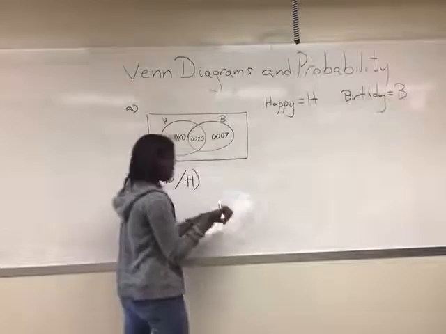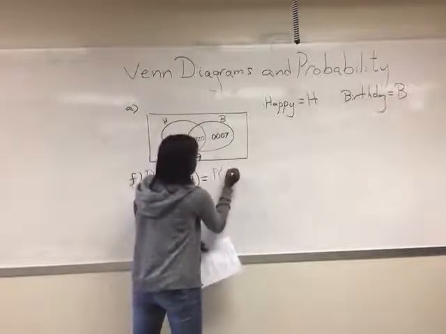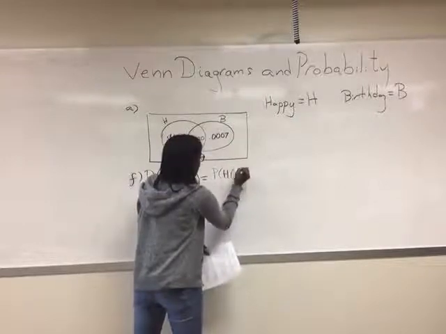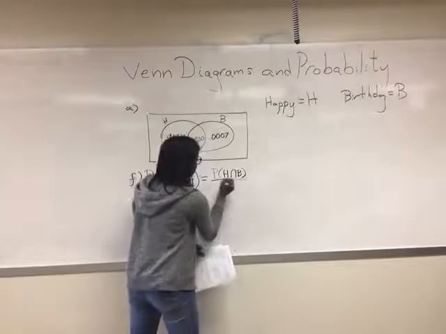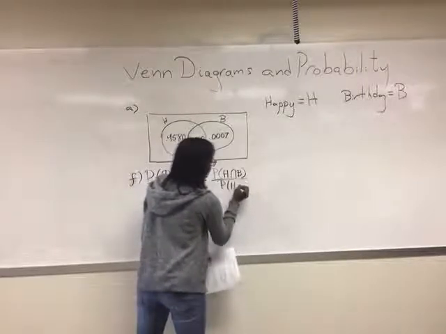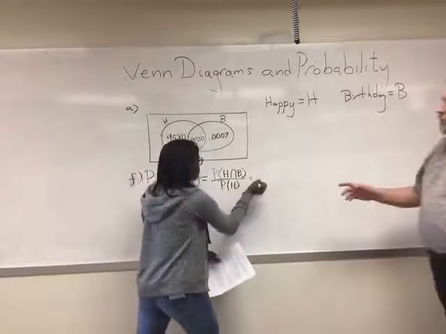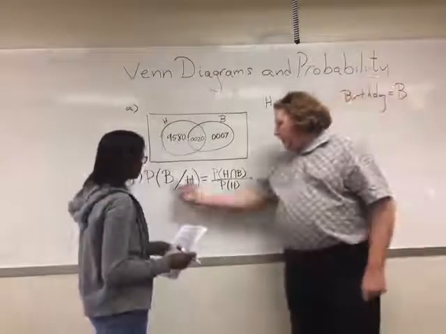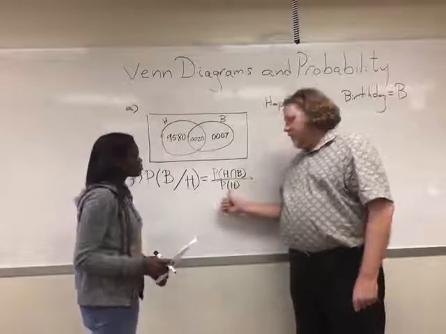And then, since it says also, is it P of H and B on top, and then the probability of it being a happy day at the bottom? Yes. So an easy memory trick for this is it's always both on top, and it's whichever one you already knew on the bottom. Right.